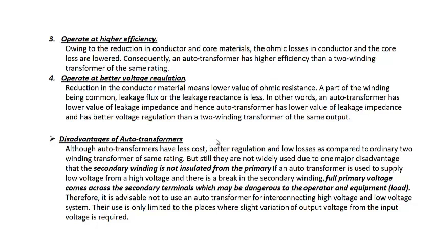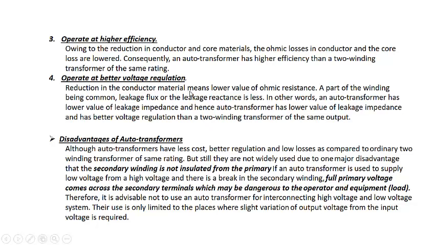Operating efficiency is higher. Owing to the reduction in the conductor and the core material, the ohmic losses in the conductor and the core loss are lower. Consequently, the autotransformer has higher efficiency than the two-winding transformer of the same rating. It also operates at a better voltage regulation.